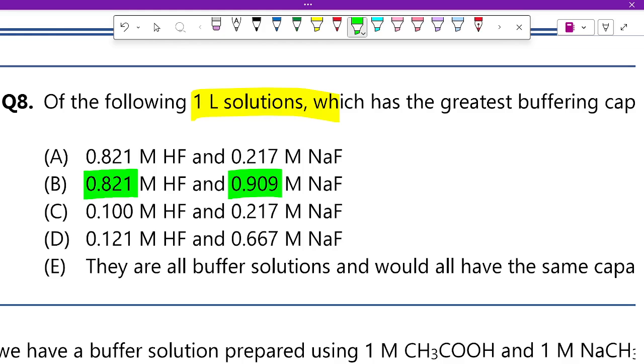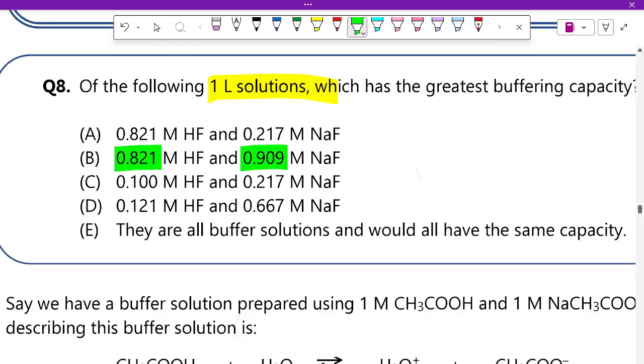Anyone confused about what we mean by buffering capacity? Would you like me to explain it in a different way or anything? No, we're good? Okay, excellent.